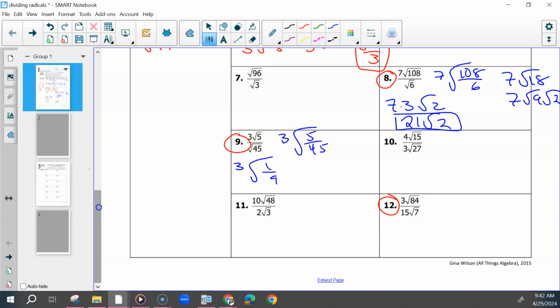Both of those are perfect squares. So we have 3 times the square root of 1 over the square root of 9, which would be 3 times 1 over 3. You could multiply and simplify, but this is just going to be 1. Also, if you had simplified the square root of 45, you would have gotten 3 root 5, and that would have also become 1.